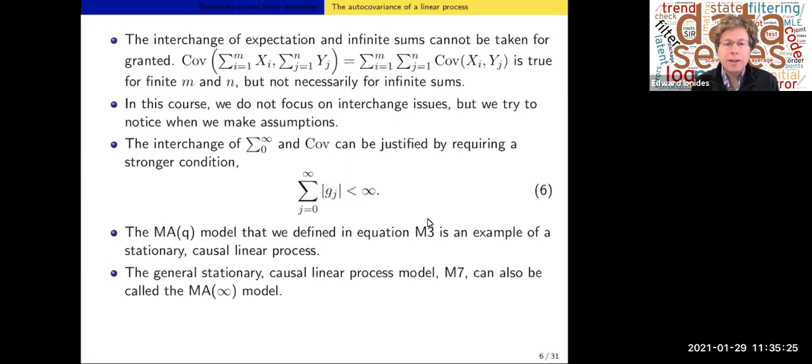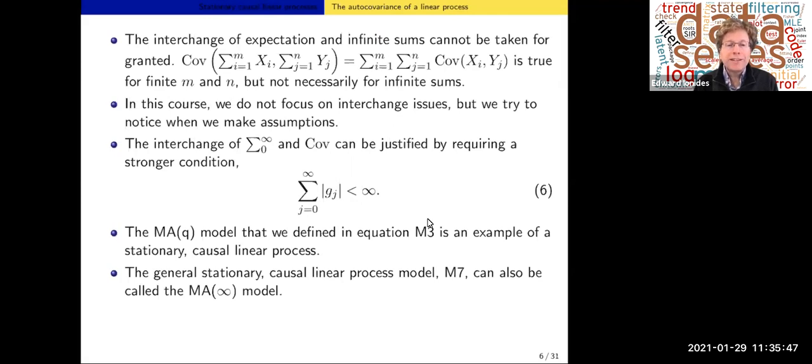And a standard way to check this interchange is to require a stronger condition that the GJs are absolutely summable, but we're not going to get into that particular detail. It won't be very relevant for what we're trying to do. Okay.